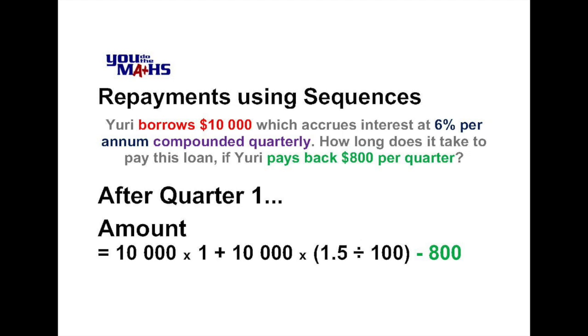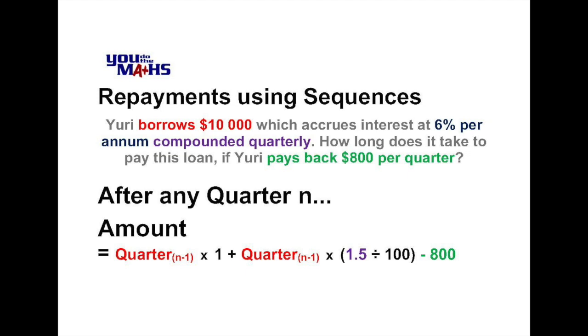So how do we work out what Yuri owes after any quarter? Well, there's some things in that expression for the first quarter that are consistent throughout every calculation. So let's have a look at what he owes after any quarter, and we'll label it quarter N. Well, he first of all owes the amount he owed from the last quarter, and we'll put in brackets there N minus 1. Then there's the extra payment that he owes. That's the interest. So what we do is we work out 1.5% of what he owed from the previous quarter, because that's the interest. And then what we do is we subtract 800 because that's the payment every quarter. That's going to be consistent for every quarter that we use.